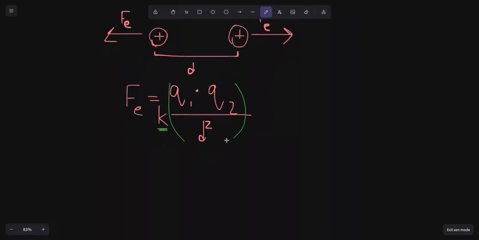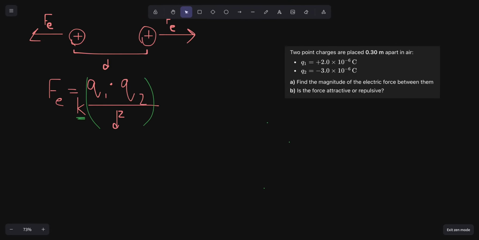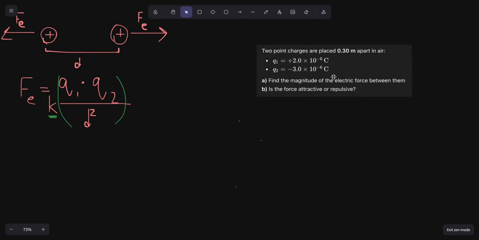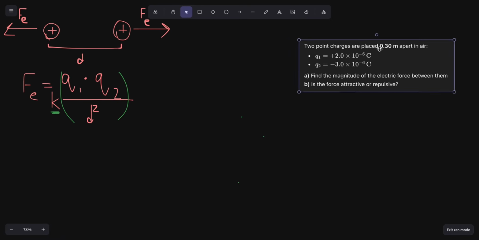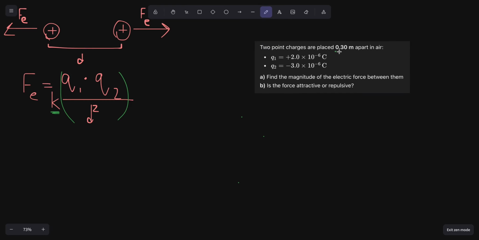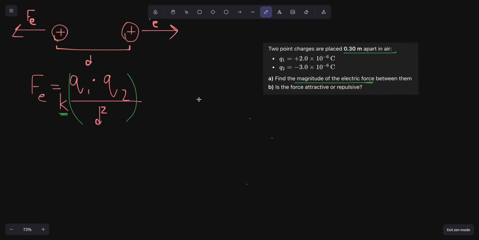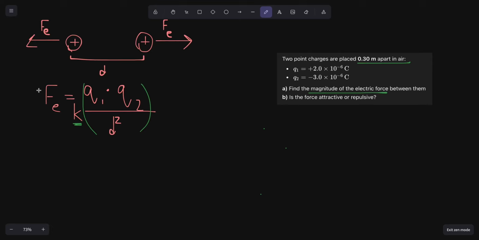So let's do an example problem. I'm getting lazy, so I got GPT to generate this. 2 point charges are placed this many meters apart in air, and these are the magnitudes of the 2 charges. You want to find the magnitude of the electric force between them, so Fe. And is the force attractive or repulsive?